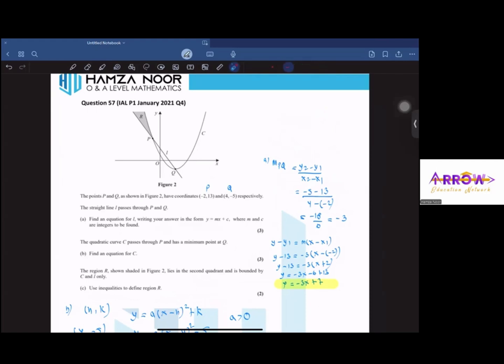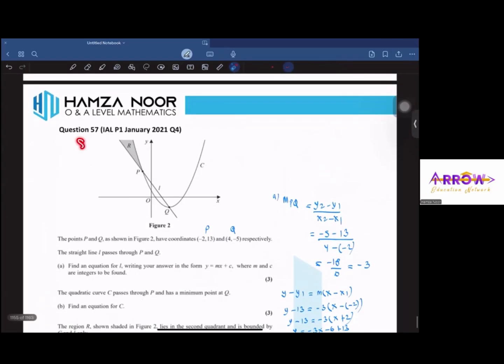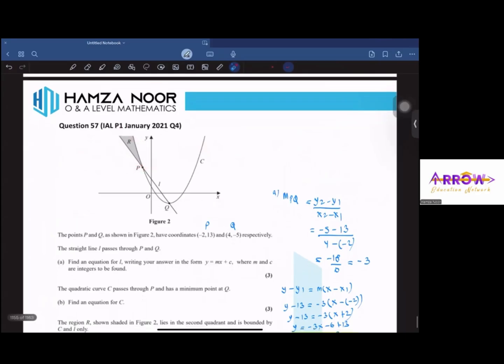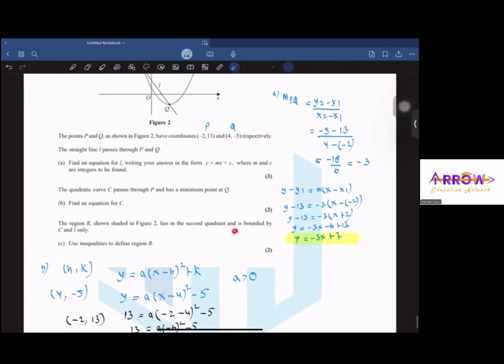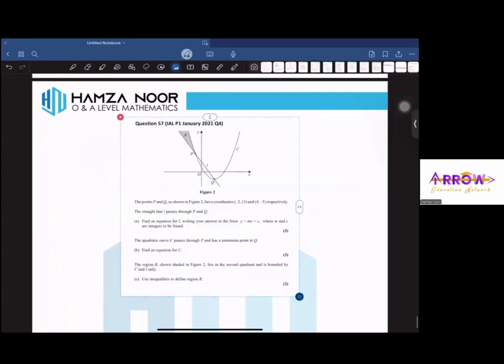Before part C, we have some information that the region R, shown shaded in figure 2, is in the second quadrant. The second quadrant is over here. This one is the first quadrant, this one is the third, and this one is the fourth. So they have specified that the region R is in the second quadrant, and it is bounded by the curve C and the line L only. Use inequalities to define the region R. I'll bring the question onto the next page, so we can have some space.